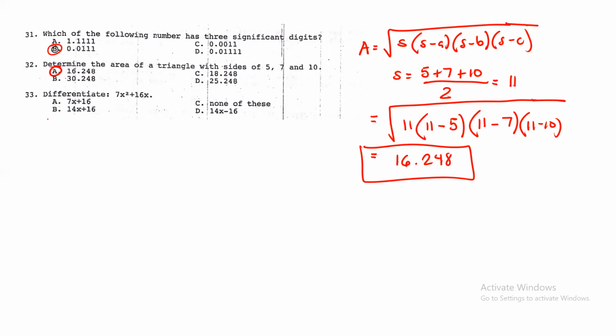The next, 33. So, sa 33, 7x squared plus 16x. So, sa pinakamadali to. So, 14x. So, 7x squared plus 16x, 14x plus 16. So, the answer is letter B.